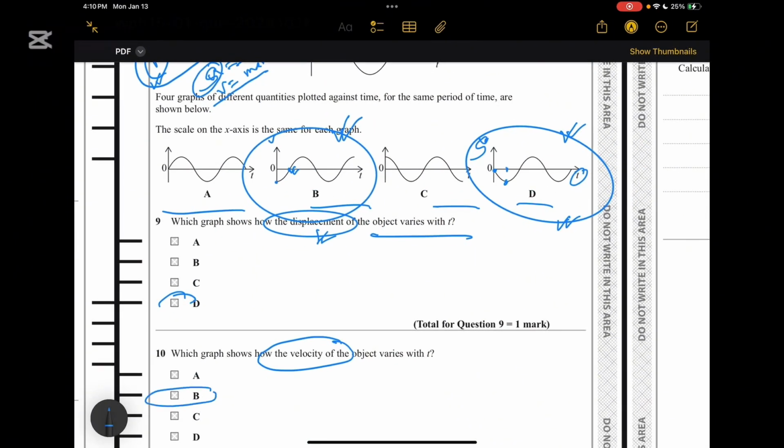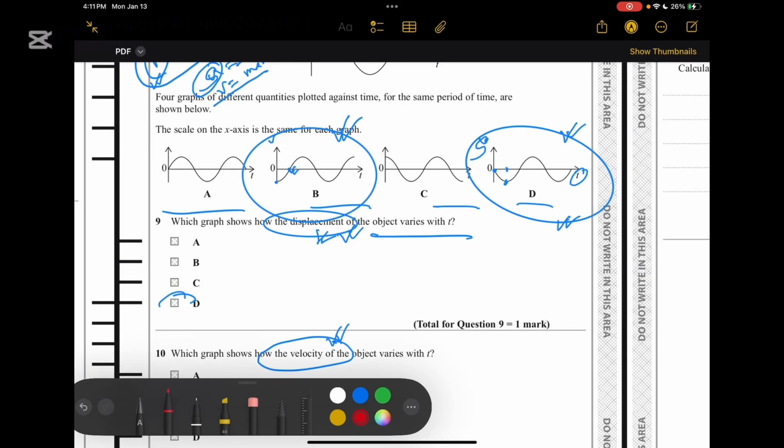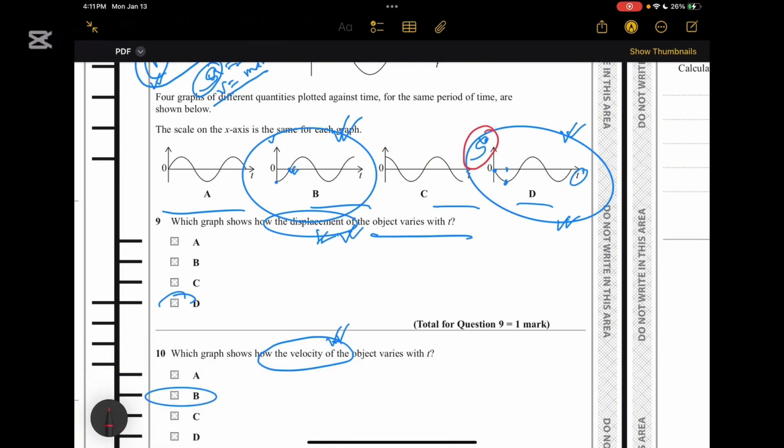So we can say 10 is our answer for displacement and time graph. If you have been given the displacement graph and asked to find the velocity time graph, you have to look at one thing: when the displacement in the displacement time graph is 0, the velocity is at maximum. When the displacement is at maximum, the velocity is 0. So B is our velocity time graph.